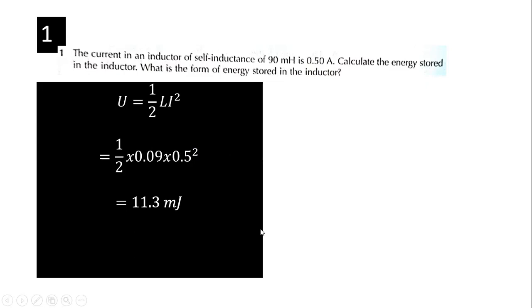So what is the form of energy stored in the inductor? What's the form of energy? Didn't do your homework? No, I did. Tell me straight away: energy stored in the magnetic field. Yeah, U equals half L I squared. Okay.